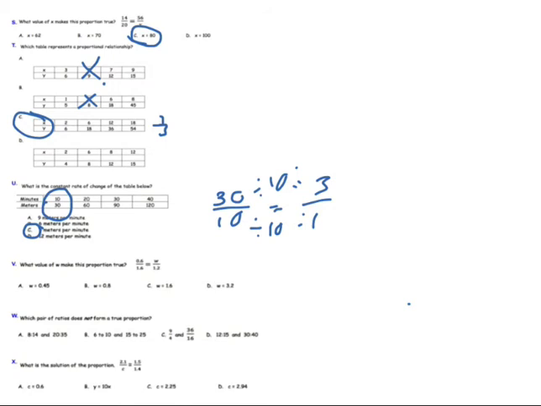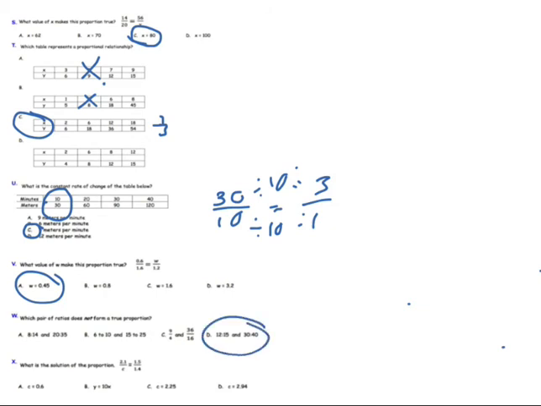Letter V says, what's the value of W? What value of W makes this proportion true? Again, you want to cross multiply and decide what number is going to allow you to have two equivalent fractions. For my answer, I got letter D. Oops, I'm sorry, I got A. Letter W, I got D.